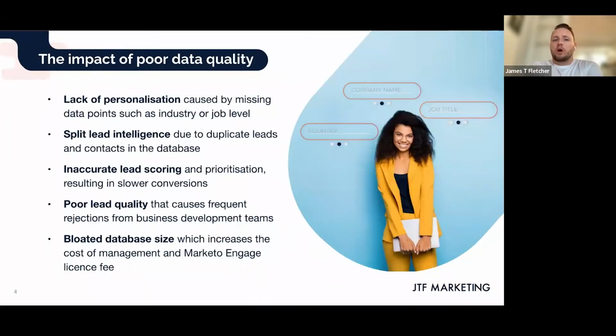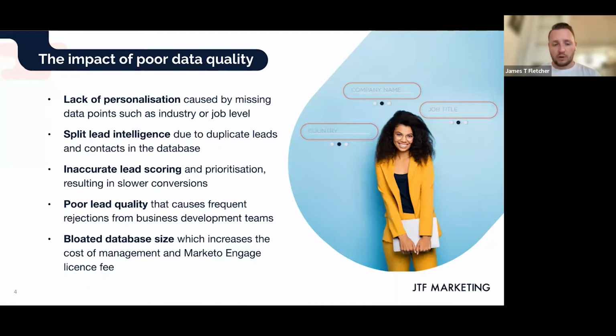So we know the impact of poor data when it comes to sales and marketing is pretty important, right? We interrupt personalization capabilities. We've got split lead intelligence. We may even have inaccurate lead scoring, because we might have a split score across two different individuals in the database, maybe one created by sales and one created by lead gen. We might also have poor lead quality in terms of missing fields and missing values. And ultimately that costs us money because it's bloating our database size.